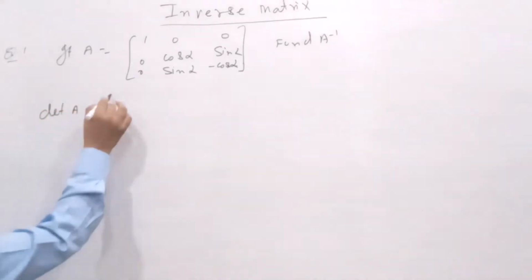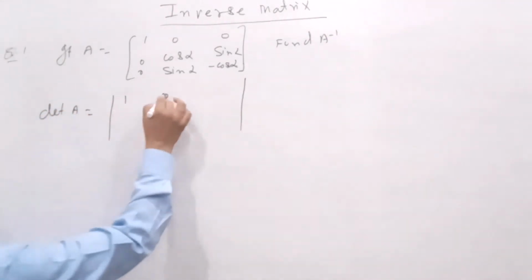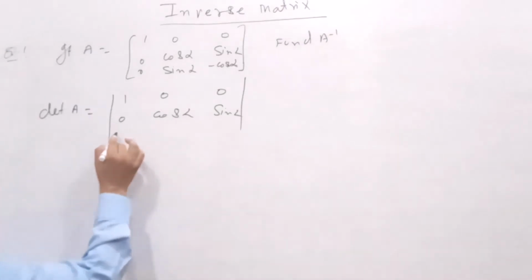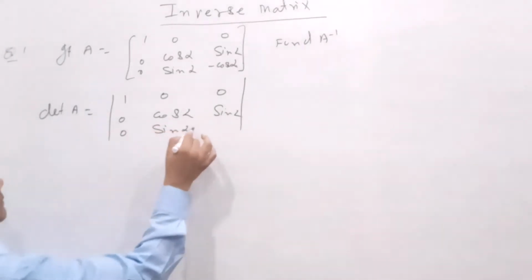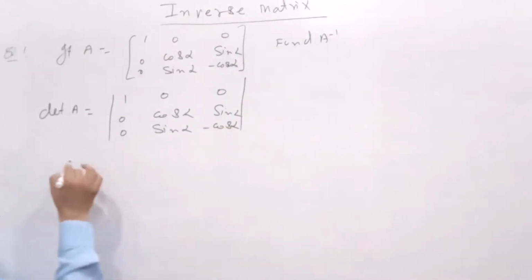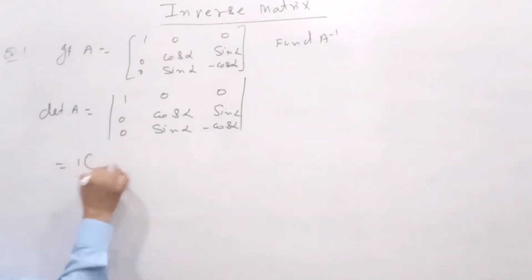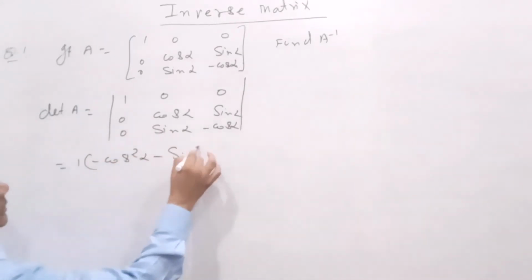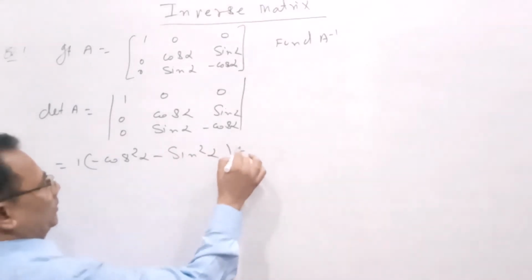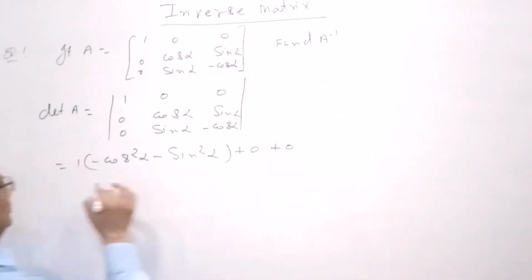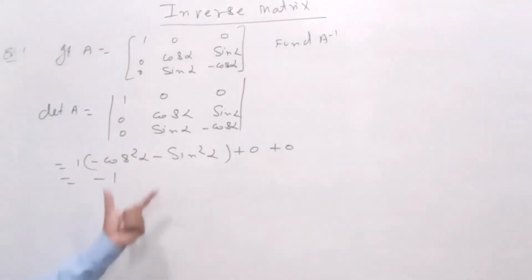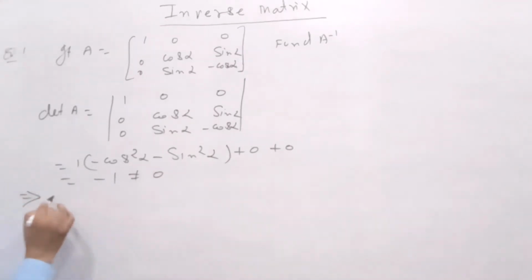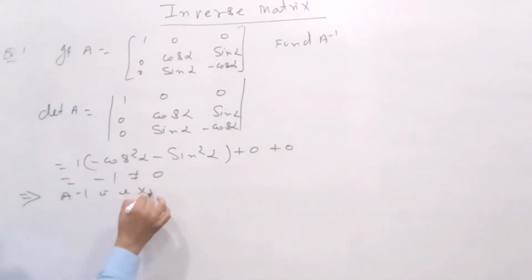The value of the det A of this matrix is 1 0 0, 0 cos alpha sin alpha, 0 sin alpha minus cos alpha. This is equal to 1 into minus cos square alpha minus sin square alpha, और प्लस 0 आ जाएगा ये, और दैट इज 0, और दिस इज इक्वल टू -1 बाय द आइडेंटिटीज, which is not equal to 0. So this implies that A inverse exists.